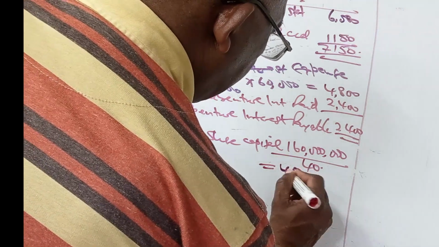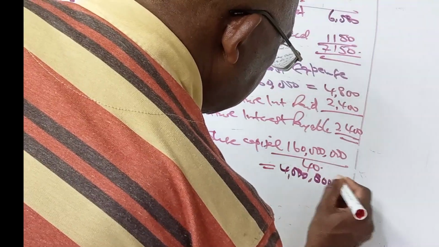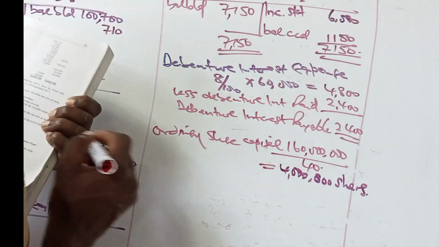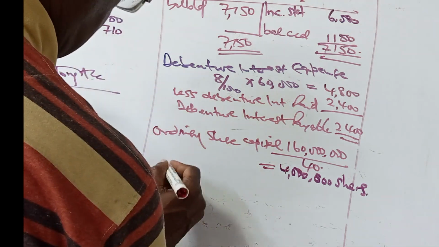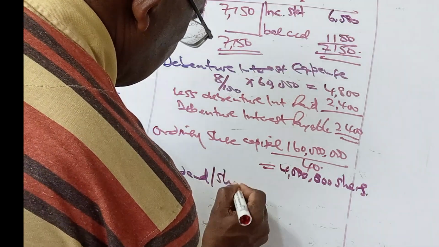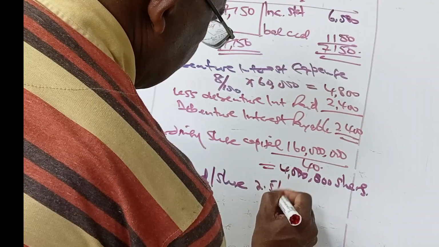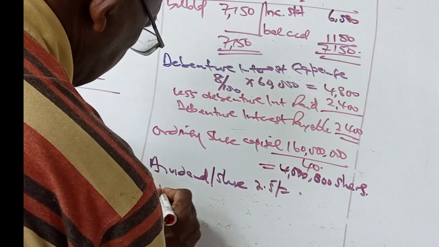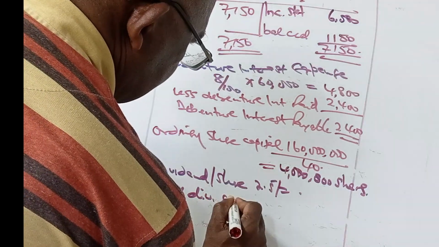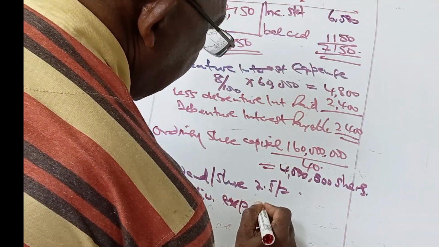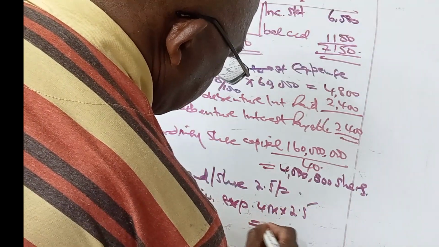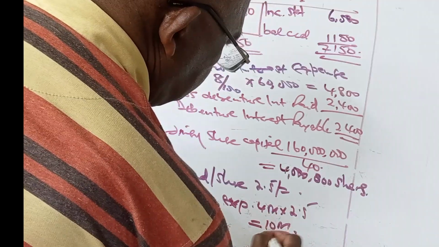Now, the company has 4 million shares, and every share is getting 2.5 shillings. Dividend per share is 2.5 shillings, which implies total dividend expense is 4 million times 2.5, which is equal to 10 million.